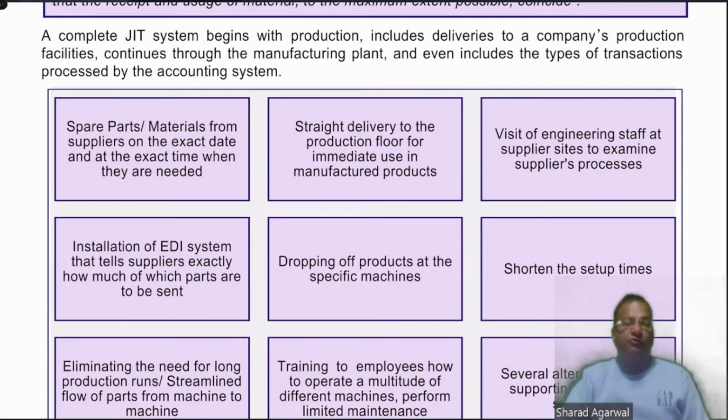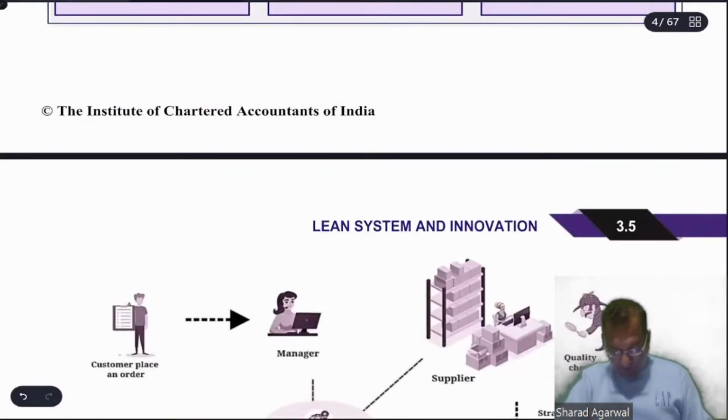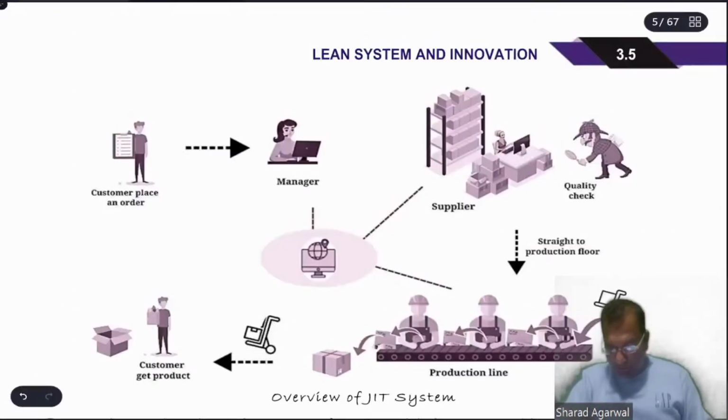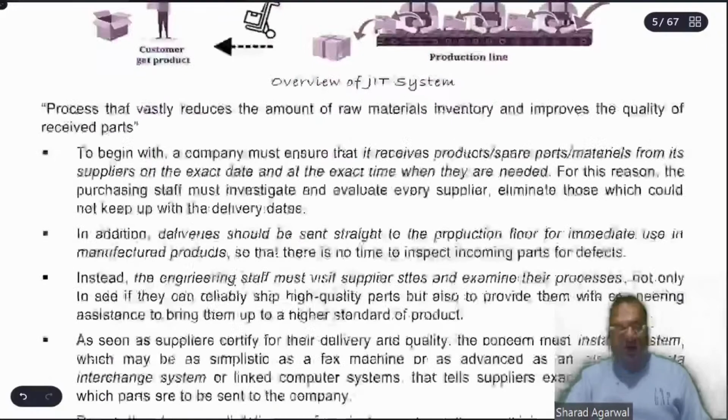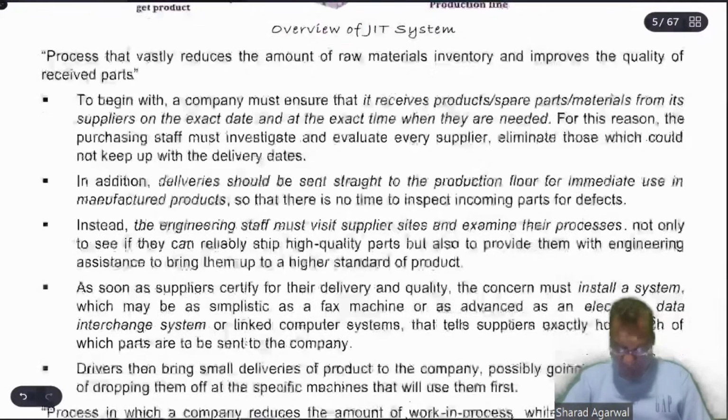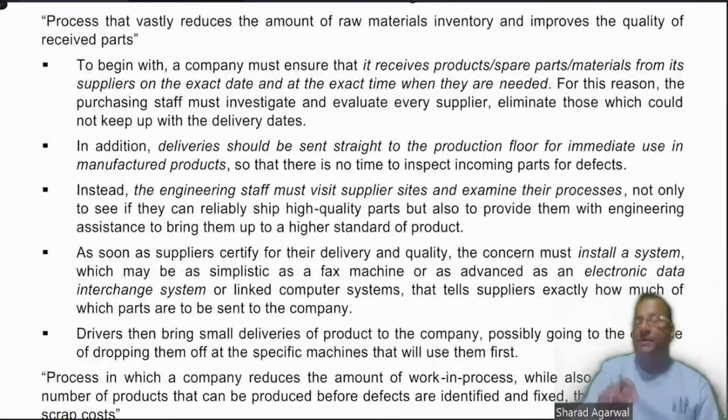First point लिखिए बेटा, supplier. इसमें लिखिए details given on page number 3.5 of chapter number 3. Details given on page number 3.5. What is the prerequisite? The first prerequisite is supplier.